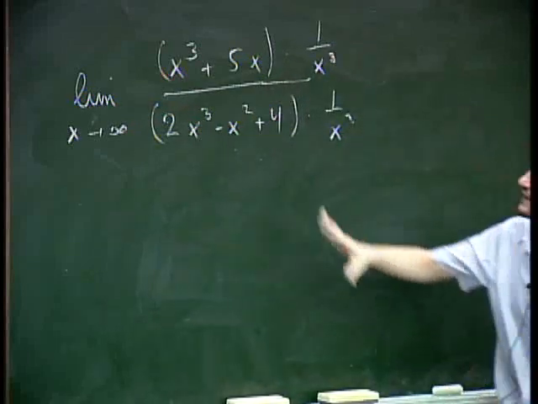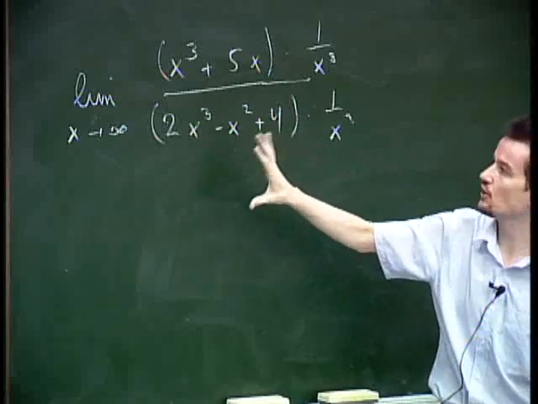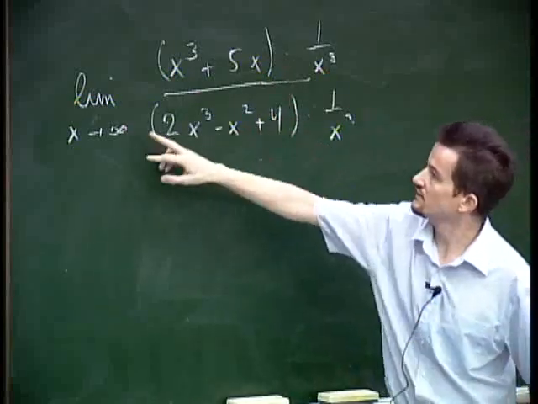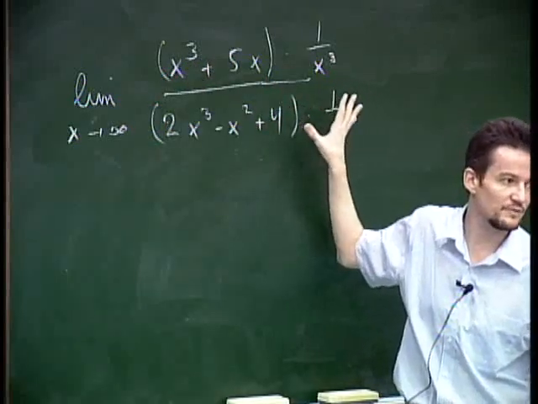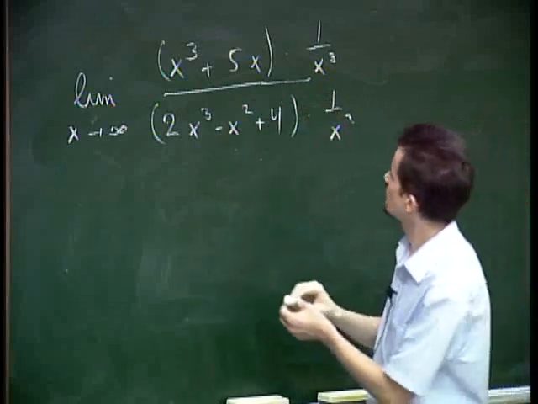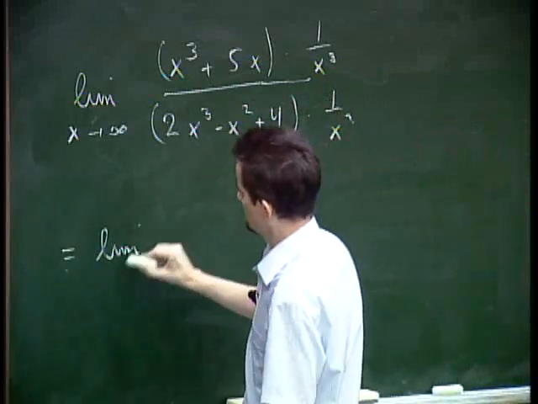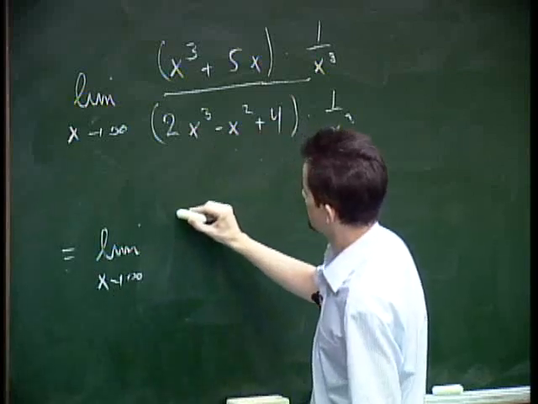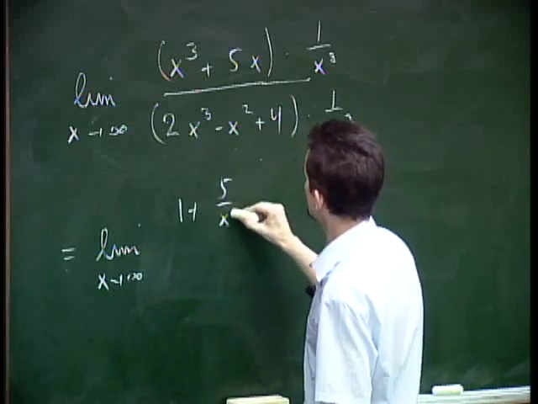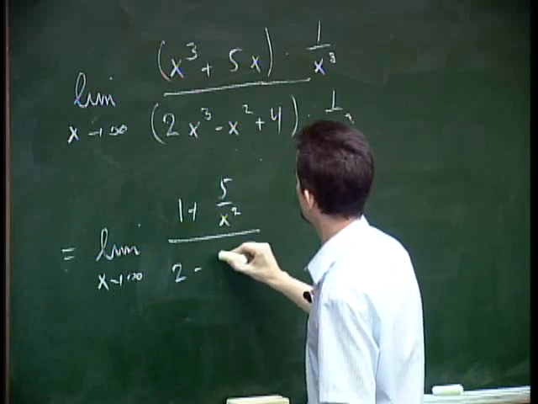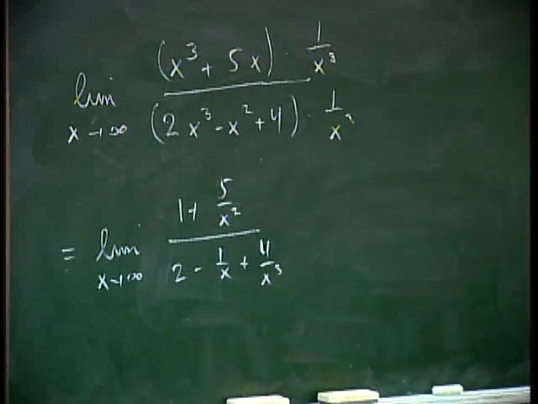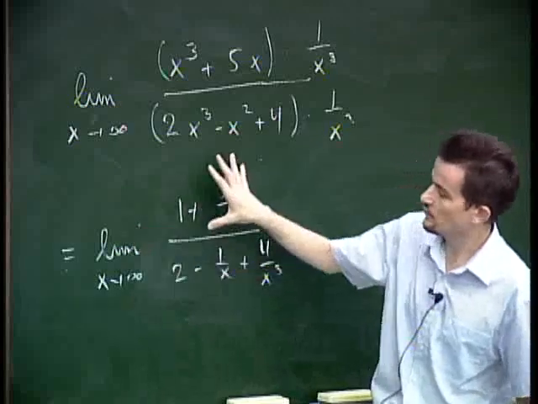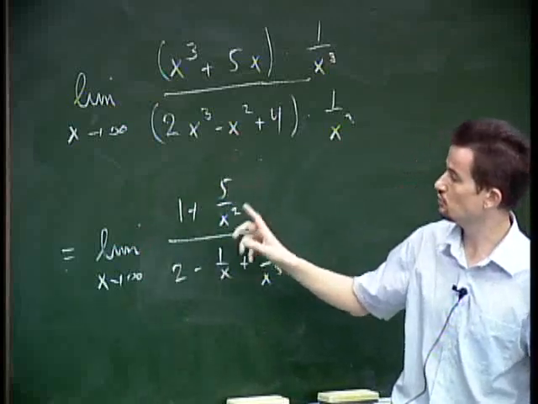Okay, so of course you cannot use the limit law directly, because the limit of the numerator does not exist. So you have to do something like this before you use the limit laws. Now you get the limit as x tends to infinity of (1 plus 5 over x squared) over (2 minus 1 over x plus 4 over x cubed). And now you can use the limit laws because the limit of the numerator now exists and is equal to 1.